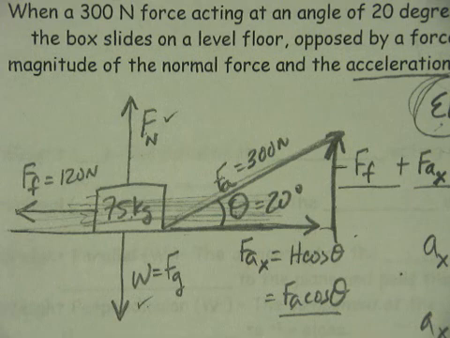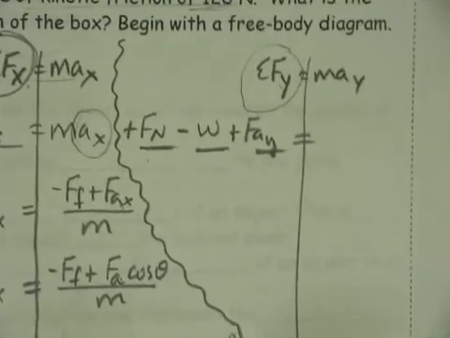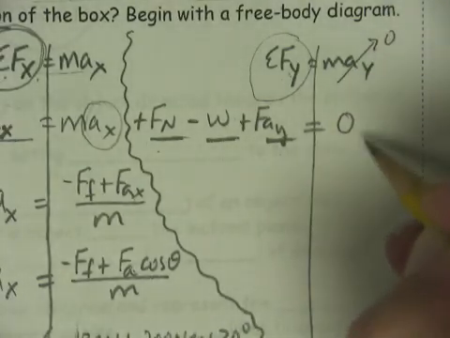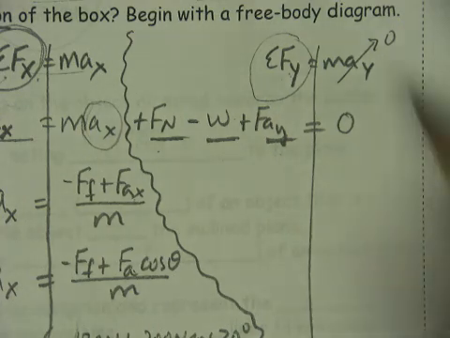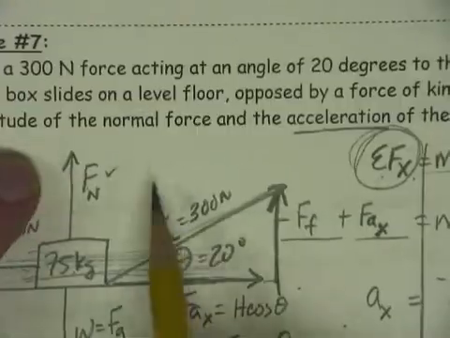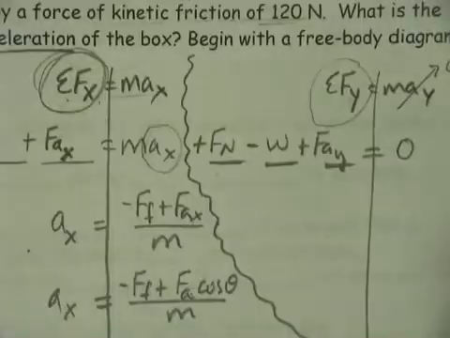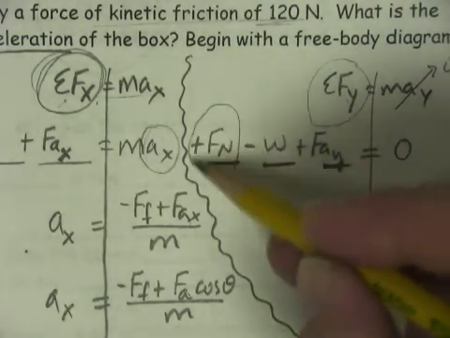I'll say it one more time. If it's not moving in the vertical direction, then the acceleration in the vertical direction, or the acceleration in the y direction, is 0. So I can come back over here and say that that side becomes 0 because the acceleration in the vertical direction is 0. All right, so back over here. We want the normal force. That was the question. Well, look where normal force shows up. It shows up right here.